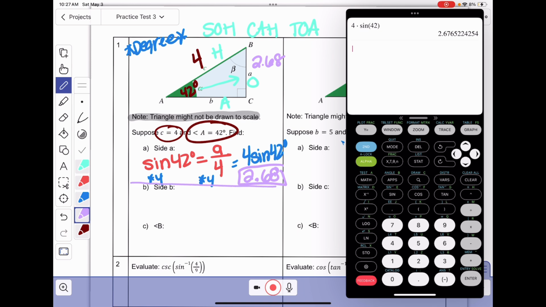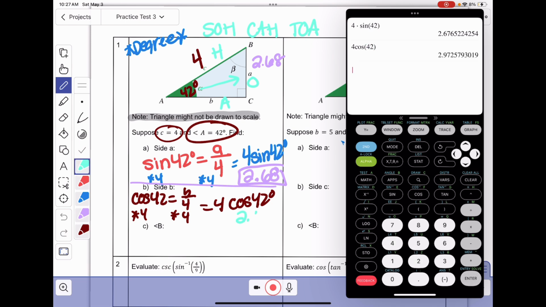Now we're going to do the same thing for side B, but side B is the adjacent. So with the adjacent and the hypotenuse, we use cosine. So cosine of 42 equals B over 4. So we multiply both sides by 4, and we get 4 cosine 42. Plug that in the calculator, and we get B is 2.97.